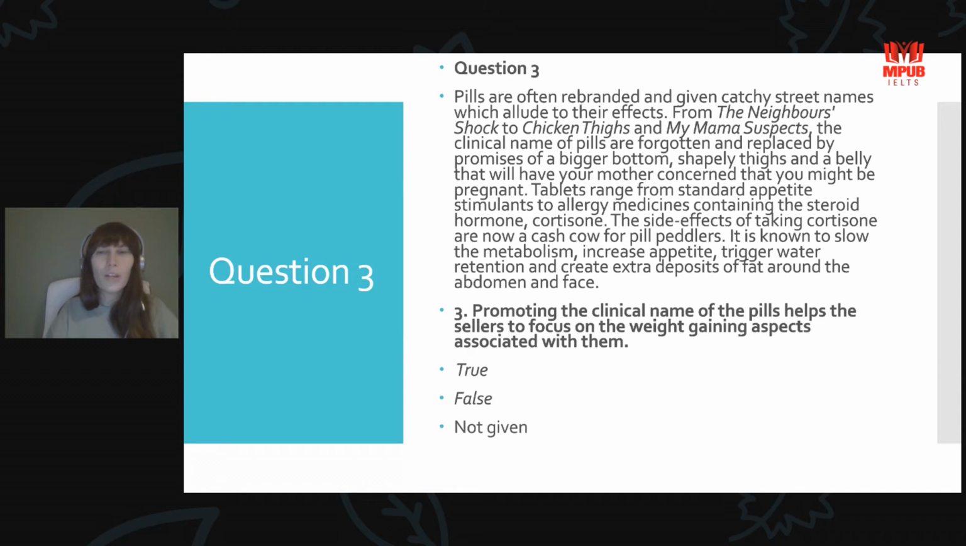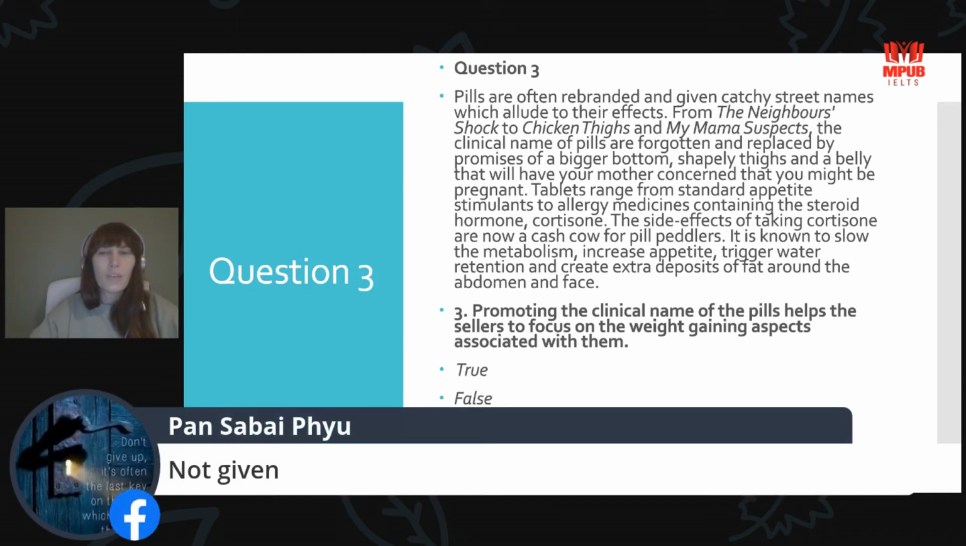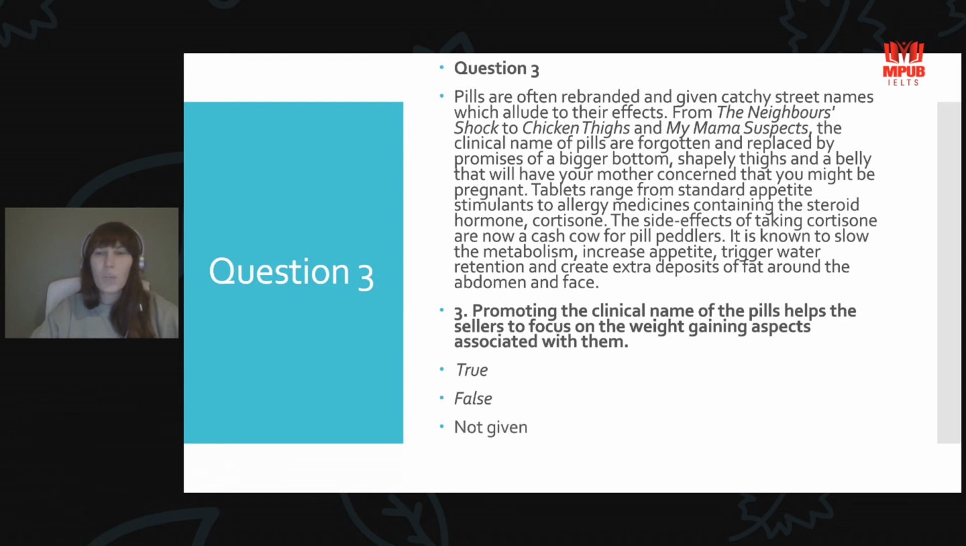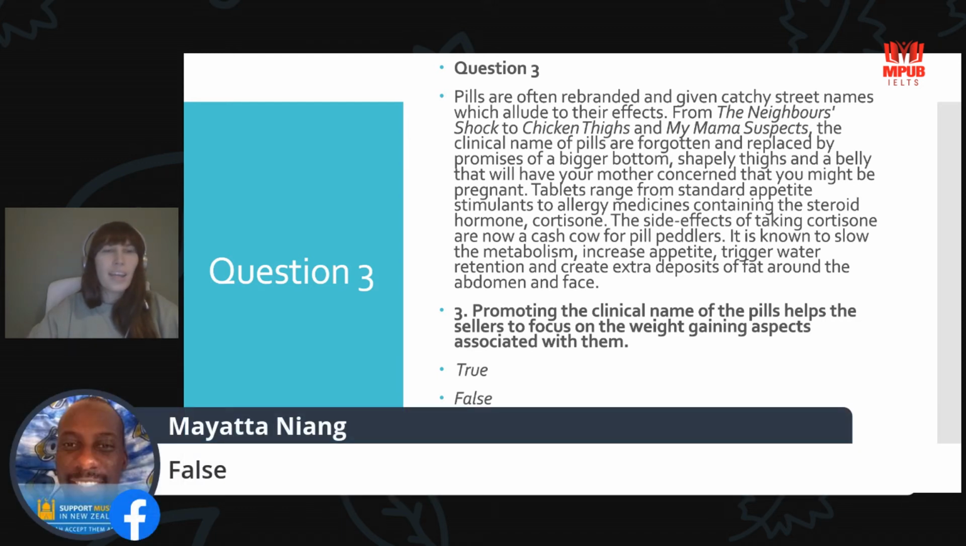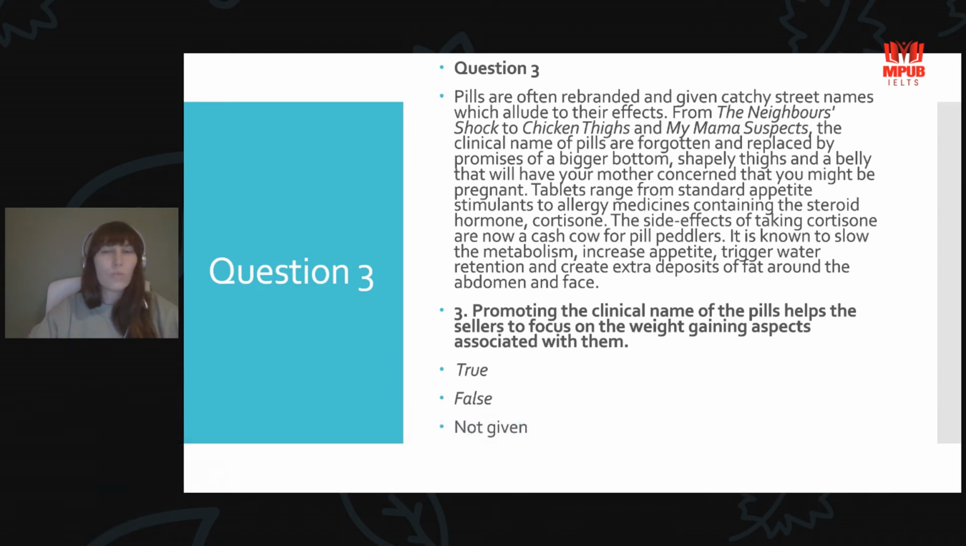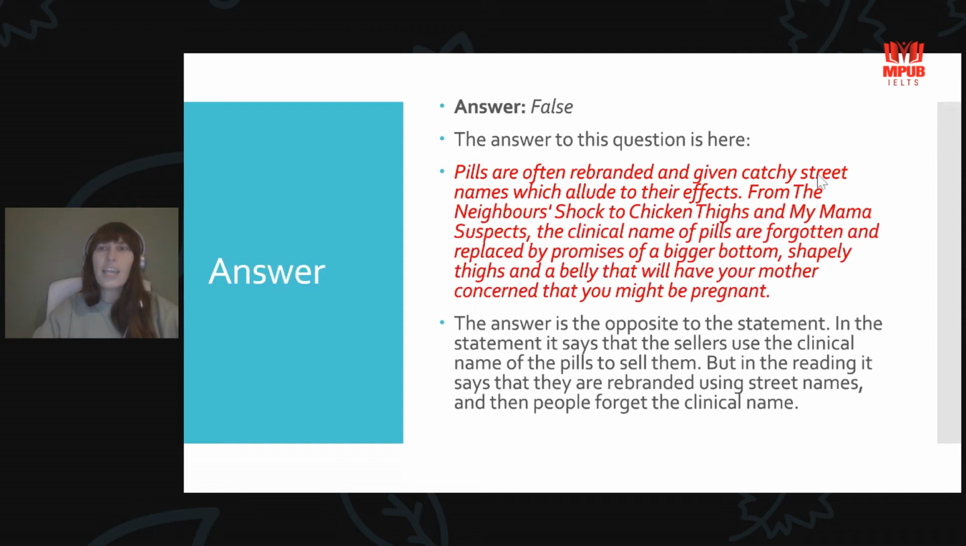Ooh, so I've got Pan saying not given. Thank you. And Mayata says false. Ooh. Should we have a look? Let's have a look and see. It is false. It is.